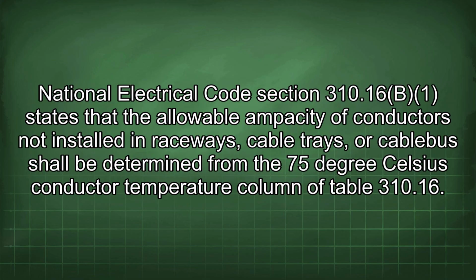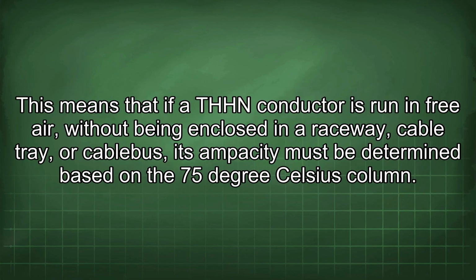National Electrical Code Section 310.16 states that the allowable ampacity of conductors not installed in raceways, cable trays, or cable bus shall be determined from the 75°C conductor temperature column of Table 310.16. This means that if a THHN conductor is run in free air, without being enclosed in a raceway, cable tray, or cable bus, its ampacity must be determined based on the 75°C column.